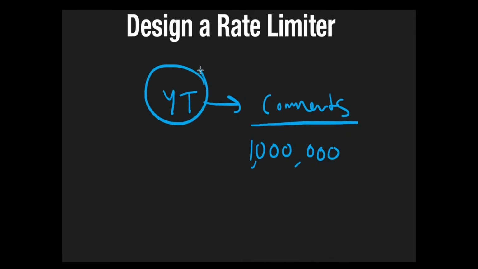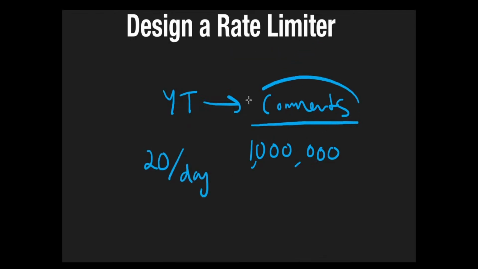An application like YouTube could have rate limits in many places. Should we just have a single rule like 20 videos per day, so in this case we'd have 20 comments per day? Well, sometimes context matters. Maybe with comments, we can actually allow people to make 100 comments per day.